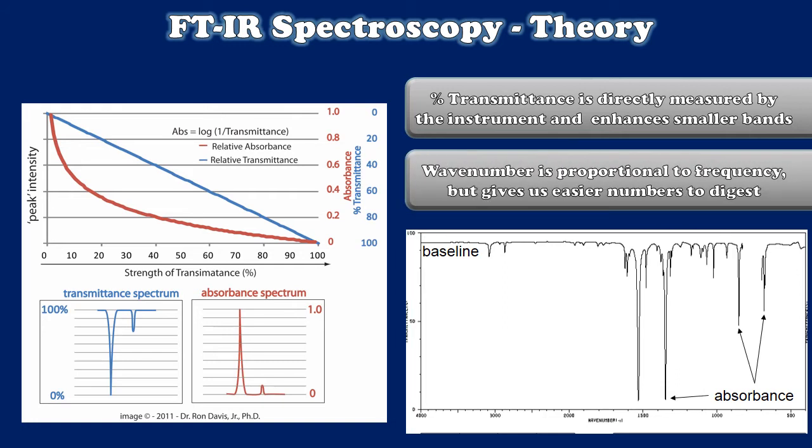We also use a different x-axis. We use something known as wave number, because we'd like to report on the frequency of light, but that gives us a very unwieldy number to deal with. And in the infrared region, wave number of light reported in reciprocal centimeters gives us numbers that are more manageable: 500, 1,000, 2,000, etc.